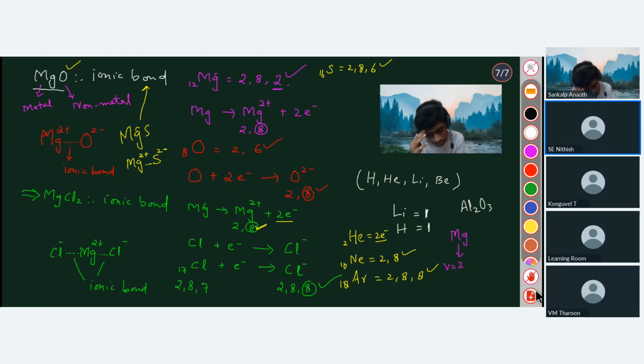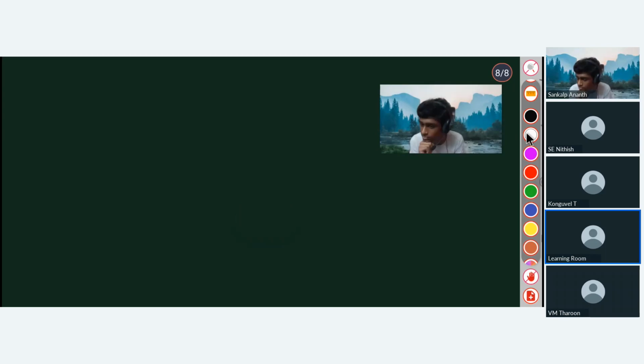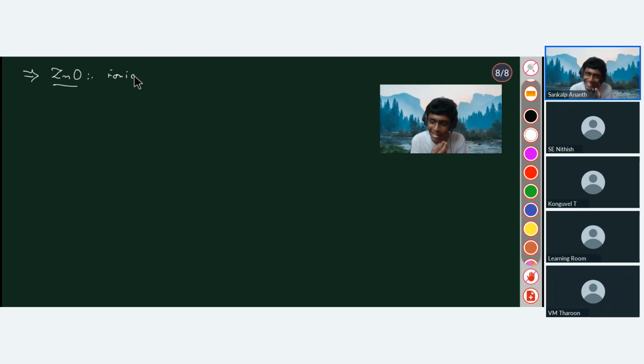Now see how the question will be asked in the exam. Actually, first let me give more examples of ionic bonds, then we will move towards the covalent bond. Can you tell me which bond will be there between zinc and oxygen in zinc oxide? Ionic bond, exactly. Because it will be an opposite charge bond: Zn2+ and O2-, right? Yes, sir.